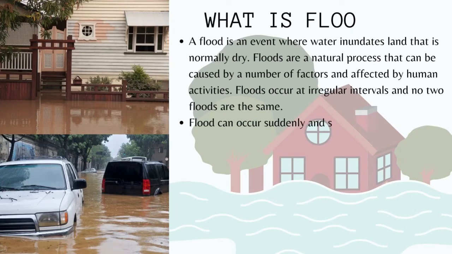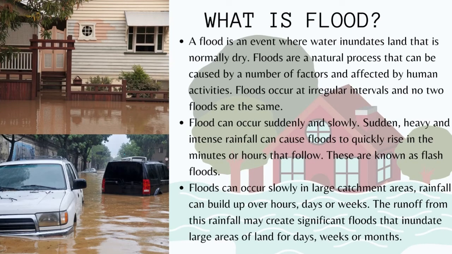A flood is an event where water inundates land that is normally dry. Floods are a natural process that can be caused by a number of factors and affected by human activities. Floods occur at irregular intervals and no two floods are the same. Floods can occur suddenly and slowly. Sudden, heavy and intense rainfall can cause floods to quickly rise in the minutes or hours that follow. These are known as flash floods. Floods can occur slowly in large catchment areas.